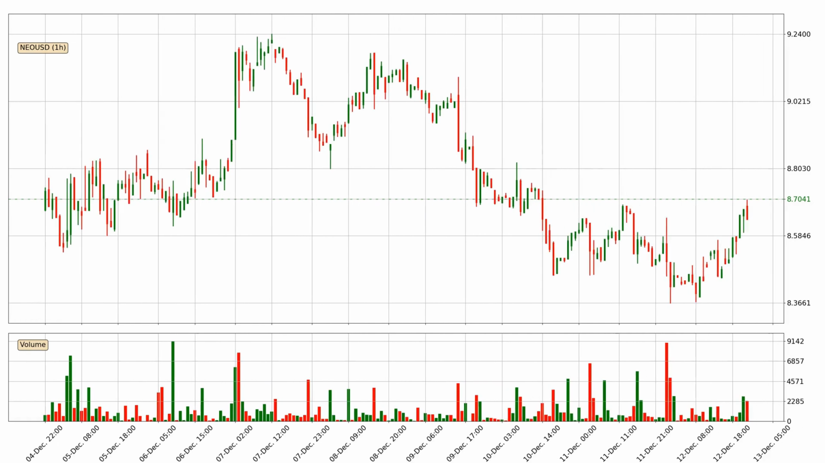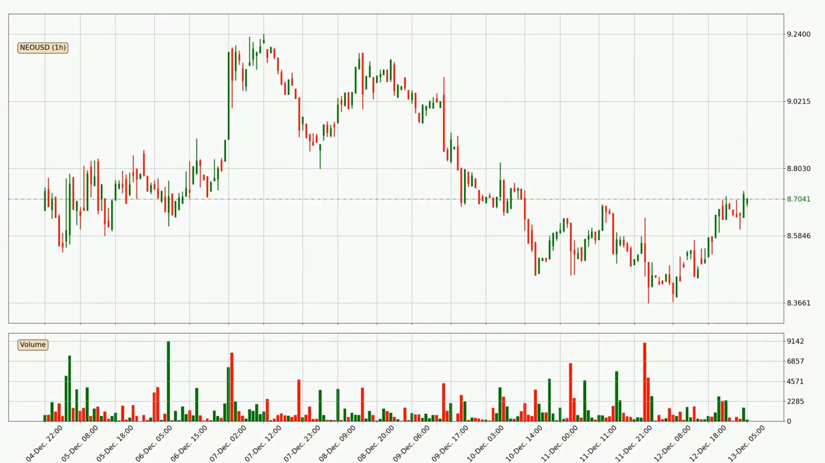Let's get started. By taking a look at the hourly time frame for NEO, the price moved up around 3.2% in the last 24 hours, with a current price of 8.7. And the volume wasn't especially high, so this move wasn't very strong.